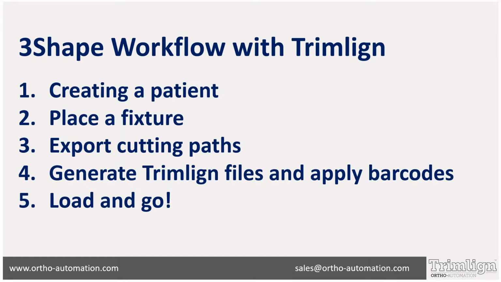First, we'll go over the naming convention to use within 3Shape to make Trimlign compatible files. Second, we'll see how to apply the Trimlign compatible fixture to the base of the models. Third, we'll show how 3Shape can automatically generate and export cutting paths to the Trimlign software. Fourth, we'll use the Trimlign software to generate files and label the aligners with barcodes for the trimmer. At this point, the aligners are ready for automatic trimming.